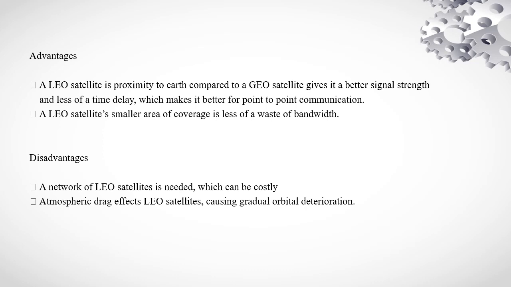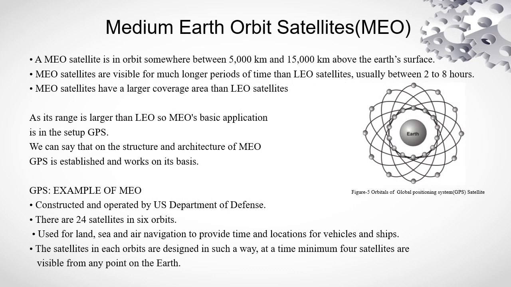Now, moving forward to MEO, which is also known as medium Earth orbit satellites. A MEO satellite is in orbit somewhere between 5,000 km and 15,000 km above the Earth's surface. MEO satellites are visible for a much longer period of time than LEO satellites, usually between 2 to 8 hours. MEO satellites have a larger coverage area than LEO satellites, as their range is larger. So MEO's basic application is in the setup of GPS.